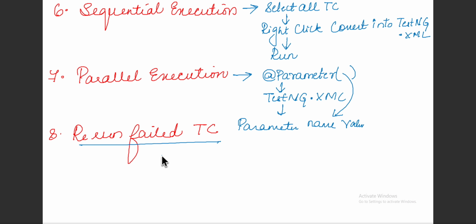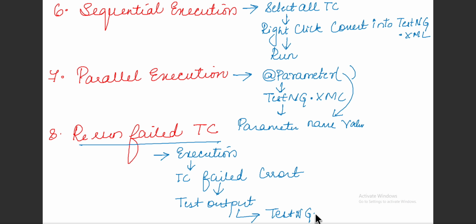Value, we give it as the browser name, and we do the parallel execution. How to rerun the failed test cases? We do the execution. The test cases which failed, we correct the mistakes and expand the test-output folder. Then we click on testng-failed.xml file. This will rerun the failed test cases.